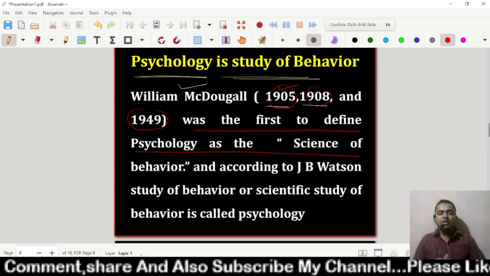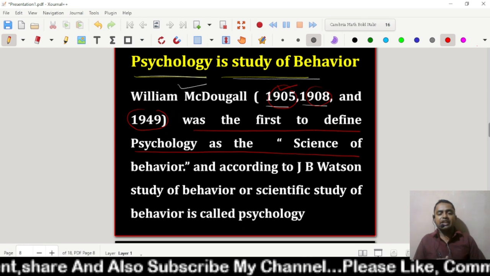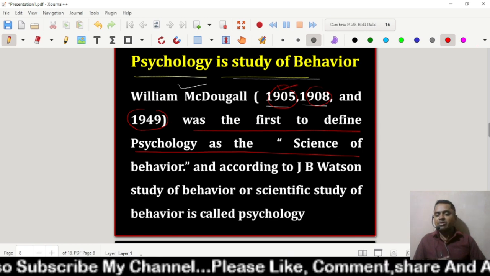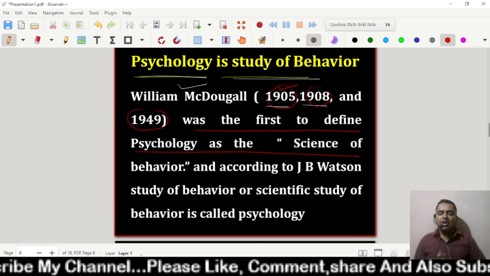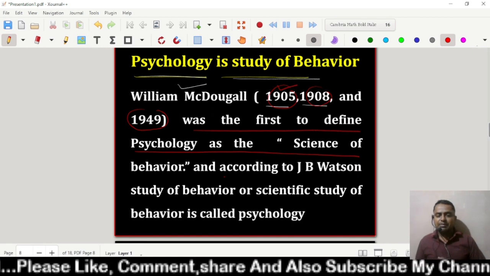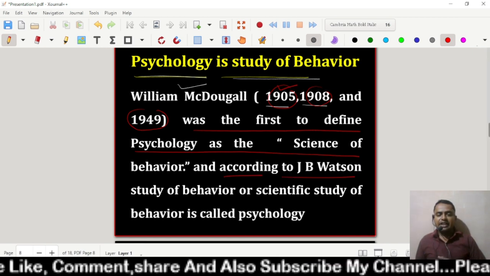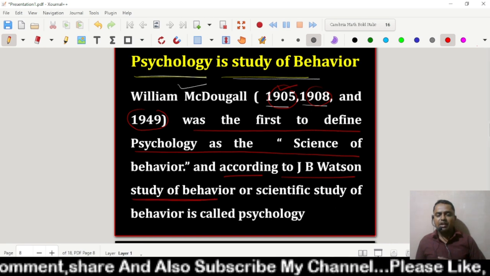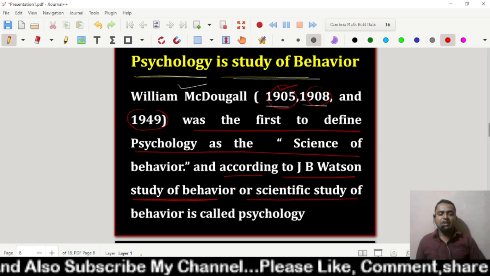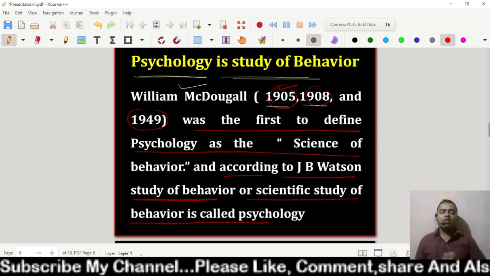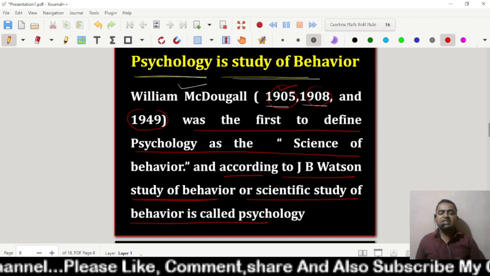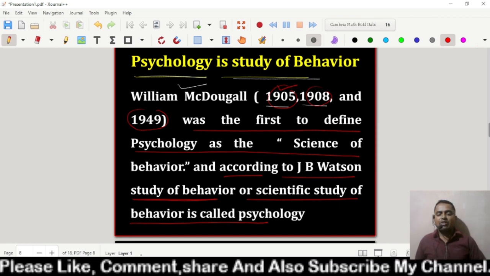William McDowell, in the years 1905, 1908 and 1949, was the first person to define psychology as the science of behavior, according to J.B. Watson. According to Watson, the study of behavior, or scientific study of behavior, is called psychology.